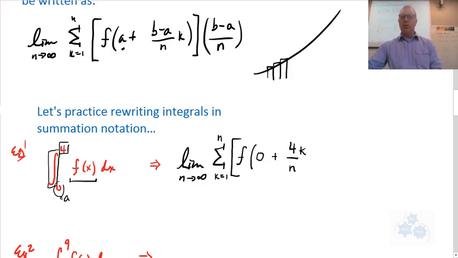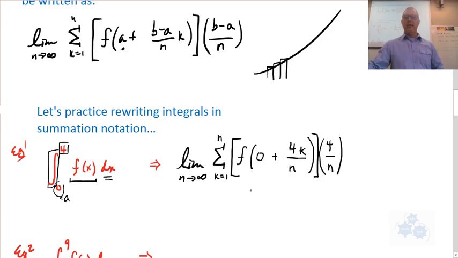You can write a k beside or up with the 4. You'll mostly see it up with the 4 there. Okay? So that's going to be our height. And then the delta x part is going to be simply 4 over n. And you can put brackets there if you want. Okay, so that's the summation notation for that integral.